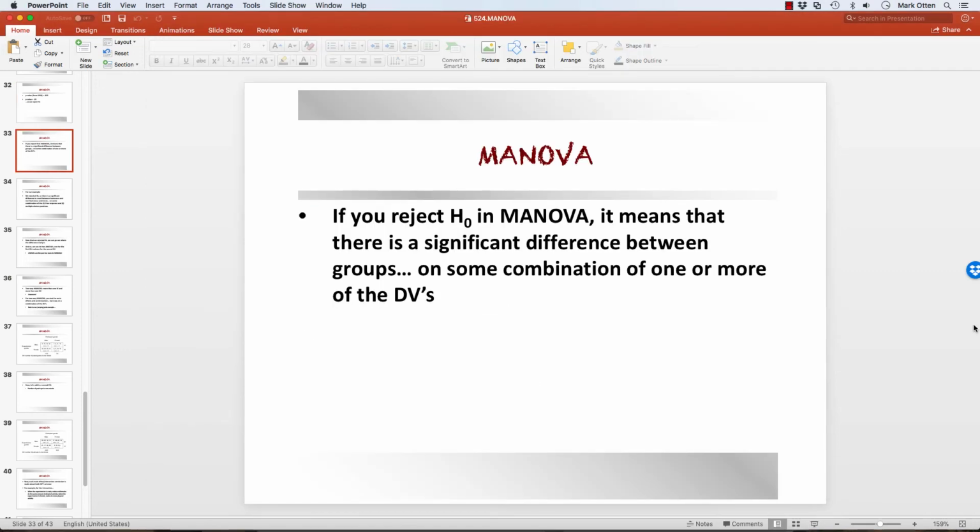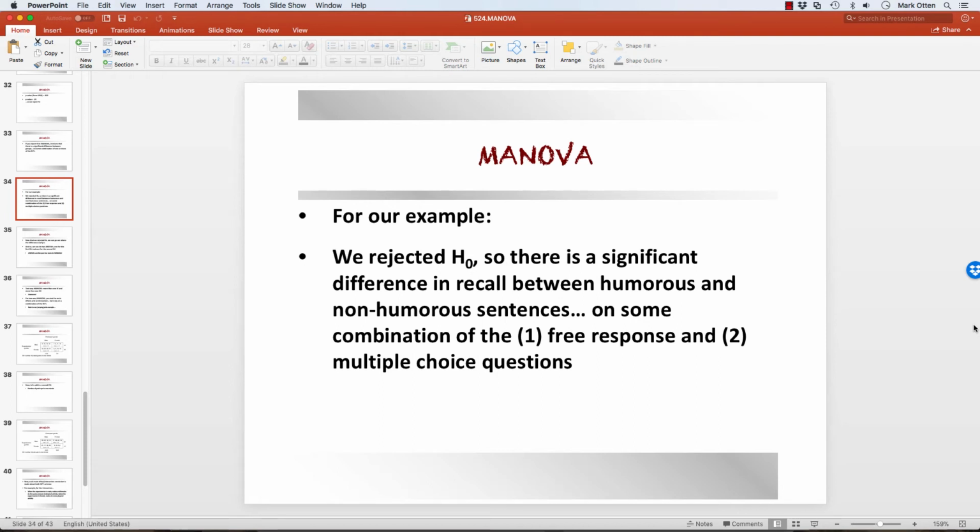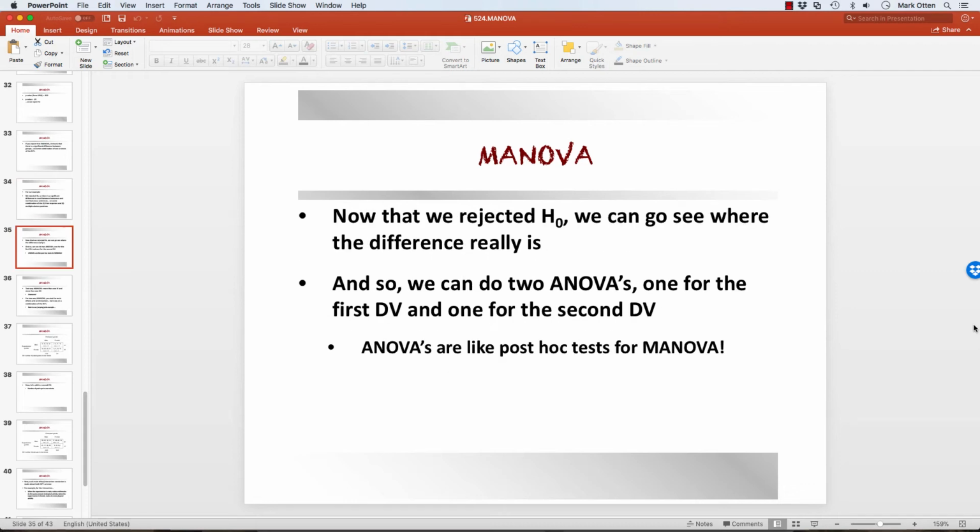Okay, so flipping back to the notes for a minute, we have the rejection of the null hypothesis here for MANOVA. P-value 0.022, less than 0.05, suggests that there is a significant difference between groups on some combination of free response and multiple choice. So the natural follow-up is to compare those free response and multiple choice questions, as in, okay, where is the difference actually occurring, right? So this is restating your rejection of the null hypothesis.